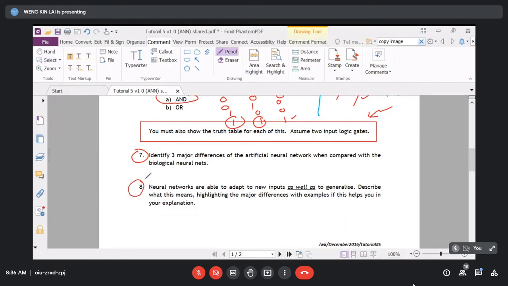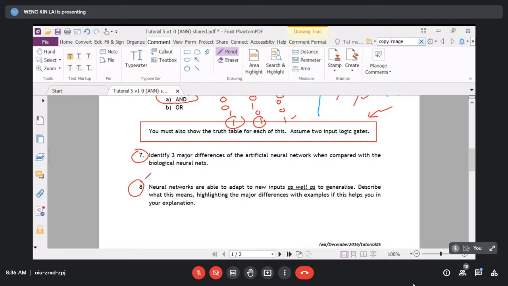So neural networks, with reference to artificial neural networks, are able to adapt to new inputs, meaning they are able to change, but also to generalize. Describe what this means. What do you mean by generalizing? What do you mean by adapting? And then again, highlight the major differences with examples, if this helps your explanation.